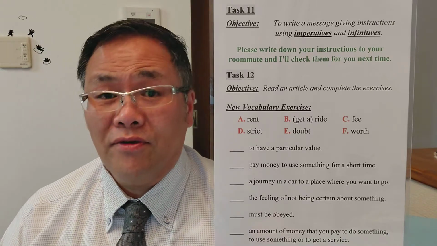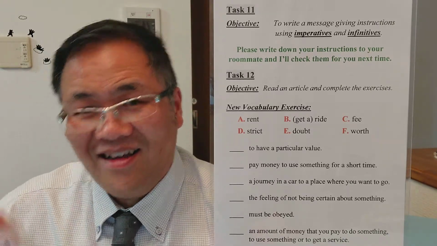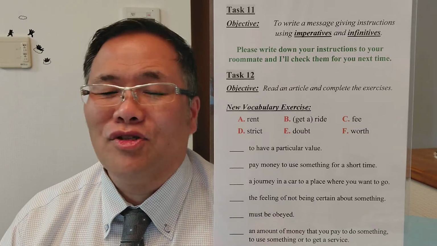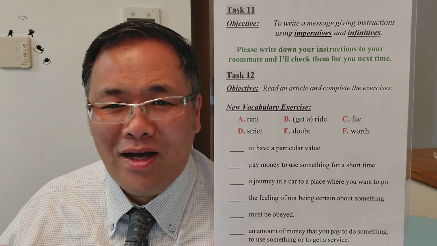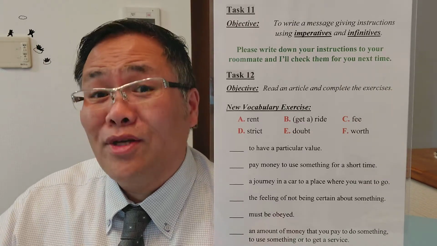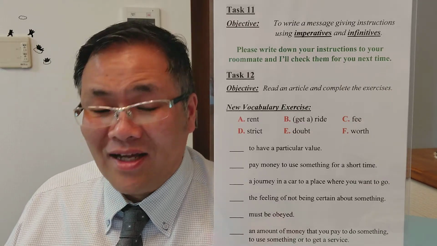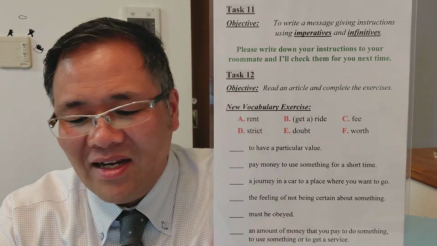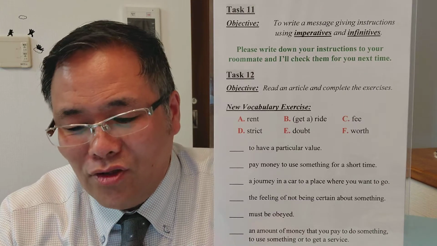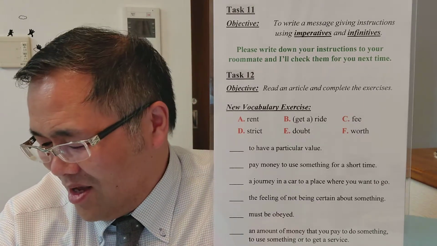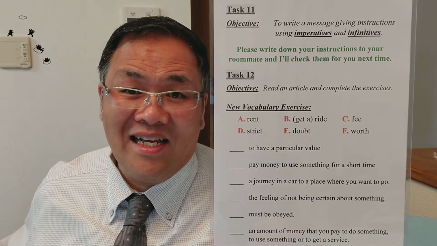Also, please don't forget to... Okay, so basically you're going to write some instructions to your roommate to help buy groceries and to prepare dinner for when your brother arrives. Okay, so again, the same thing for this writing exercise, same thing what we have written here in green. Please write down your instructions to your roommate, and I'll check them for you the next time. Okay, and that's for task 11, the writing exercise.